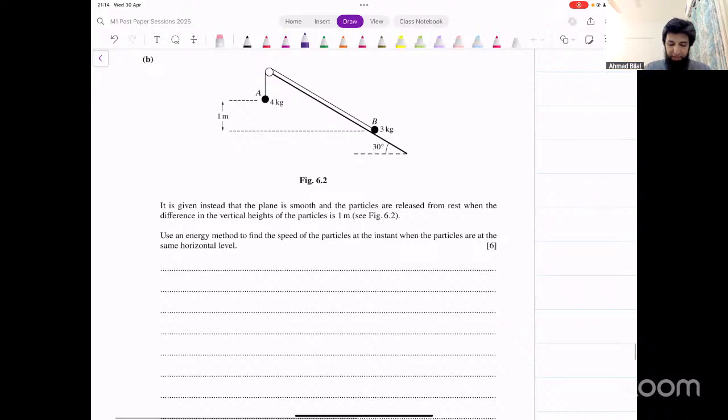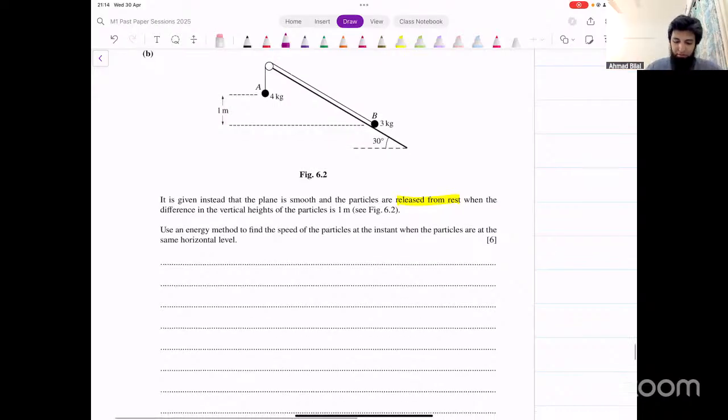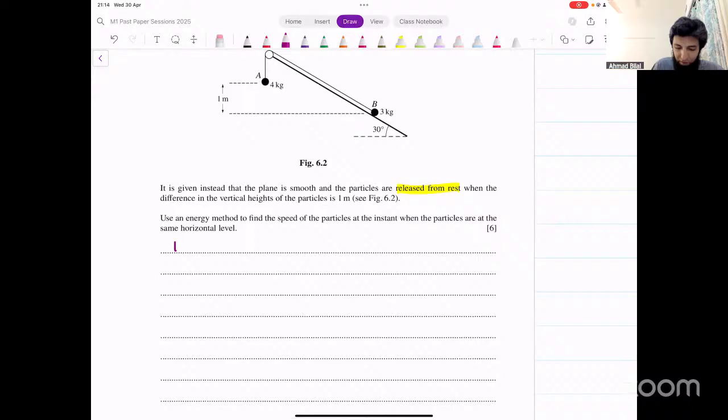It's given instead that the plane is smooth. Okay, so now there is no friction and the particles are released from rest when the difference in the vertical height of the particles is 1 meter. So this distance is 1 meter. Now, use an energy method. When they say energy method, what does that mean? That means work done by the driving force is going to be equal to change in kinetic energy plus the change in potential energy plus the work done against resistance. Right, that's what we have to use.